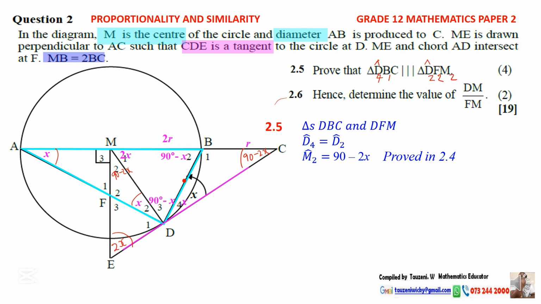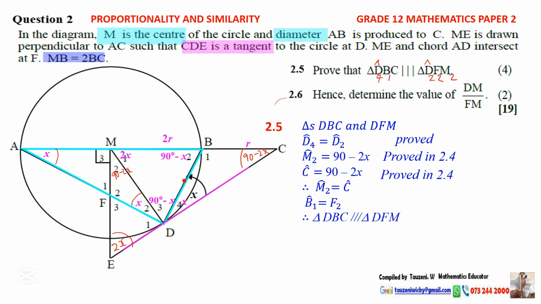So D4 and D2 are equal to each other. This one has already been proved. Then M2 is equal to 90 minus 2x. C is also 90 minus 2x. Therefore, angle M2 is equal to angle C. Then the third angle, we can say they are equal because angles in a triangle add up to 180. Therefore, triangles DBC and DFM are similar to each other. Angle, angle, angle. That's about it. Once your information is there, you are set to go.